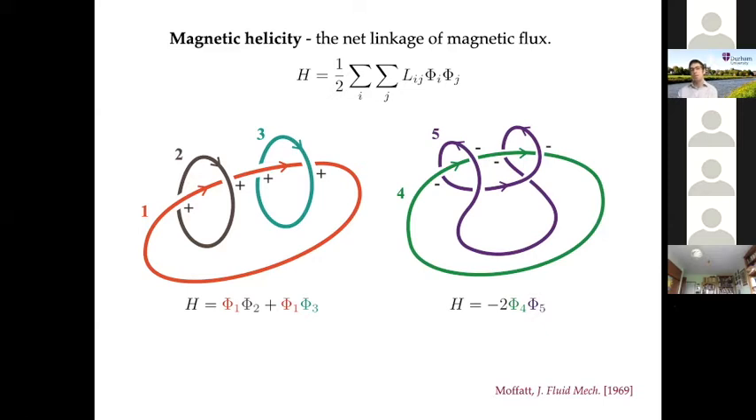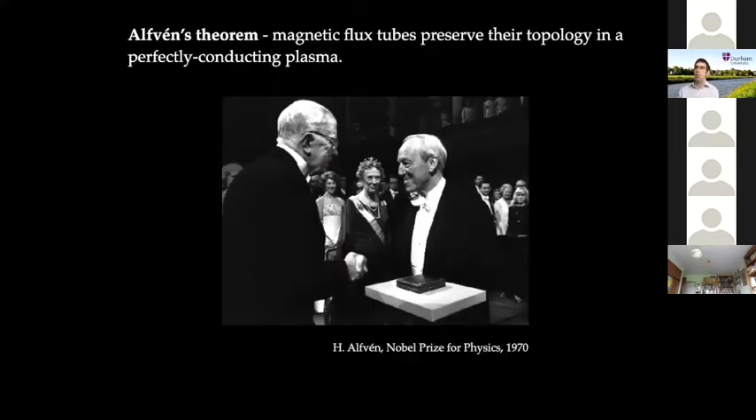The only way you can change this number is to allow them to pass through one another. And this is actually a manifestation of the well-known Alfvén's theorem, that magnetic flux tubes preserve their topology in a perfectly conducting plasma, and you have no reconnection. And this is actually Alfvén receiving the Nobel Prize for his work on MHD.